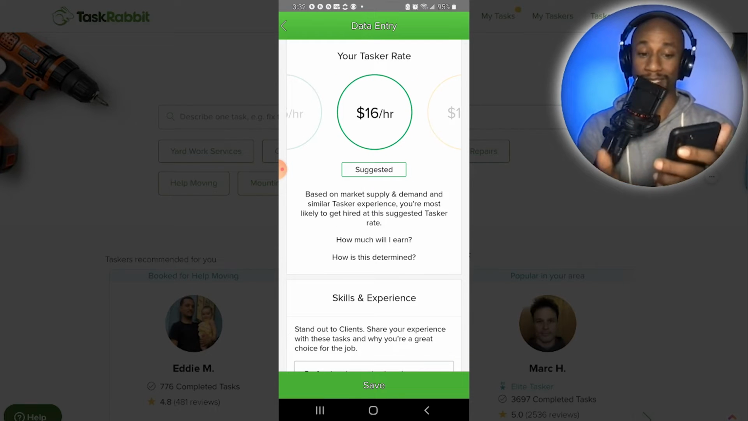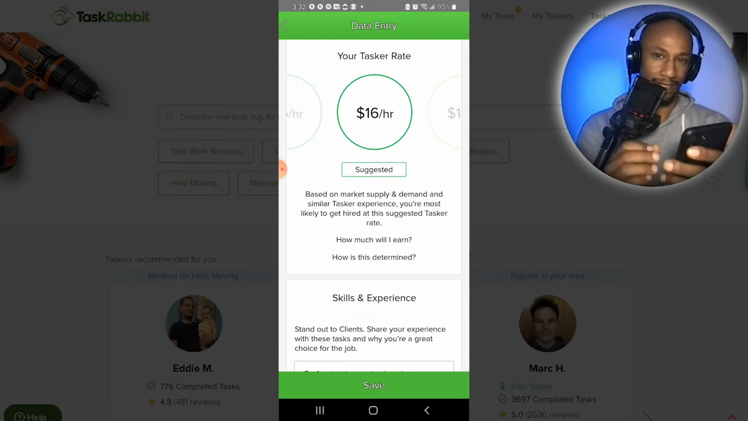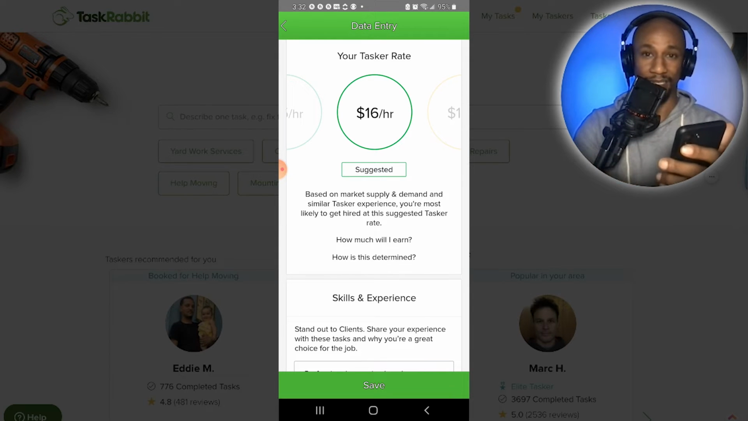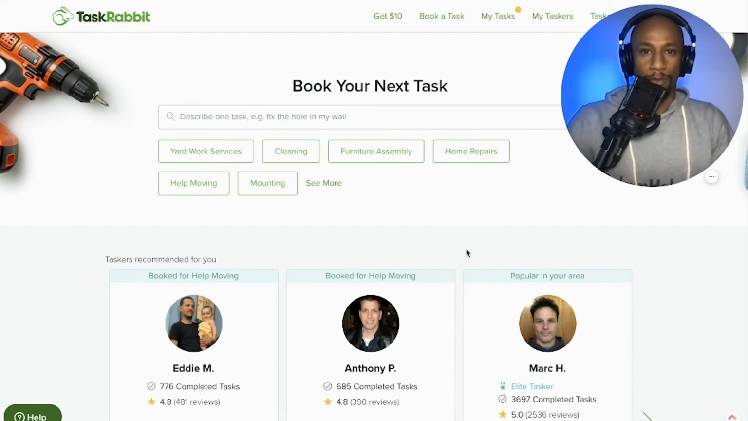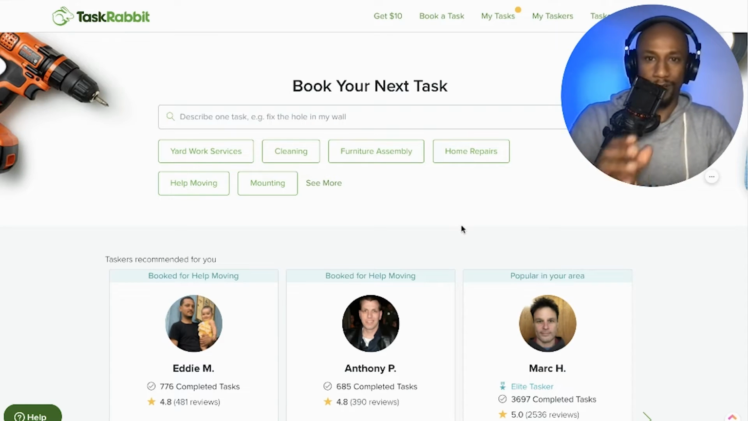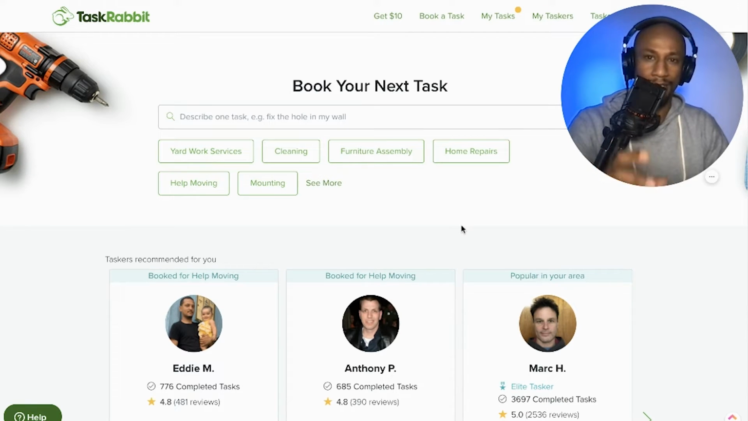But if we go down to 16 or 15, this is what they are saying is the suggested, prime rate for you to have as an hourly rate when you are getting started. I certainly want to make sure I'm being transparent and keeping it real and honest with you guys. I think the TaskRabbit color zone system is something you might want to consider doing right out of the gate, just to get the ball rolling.